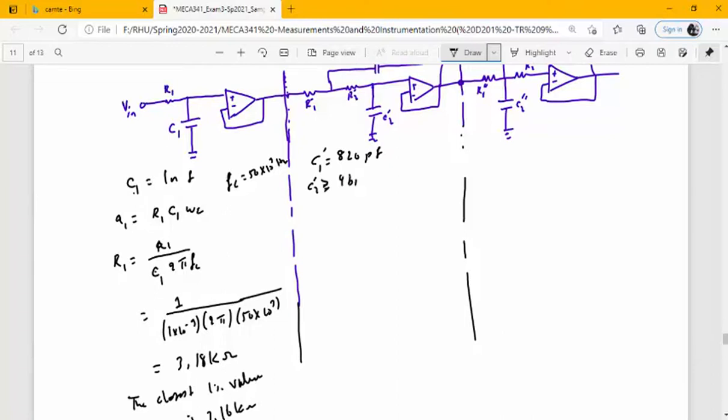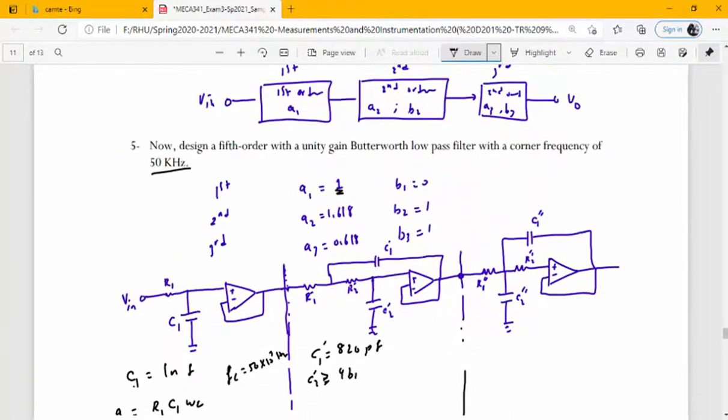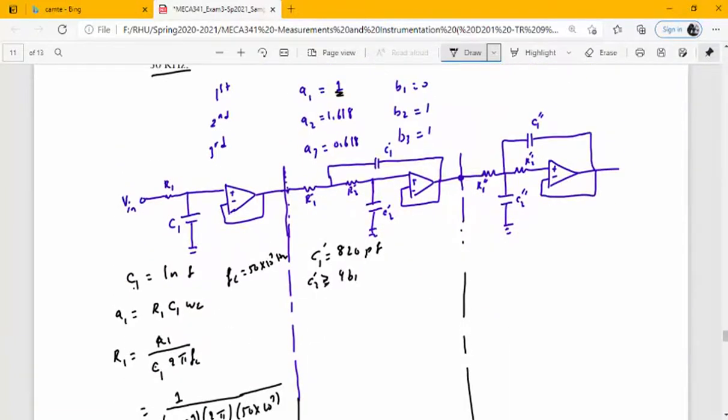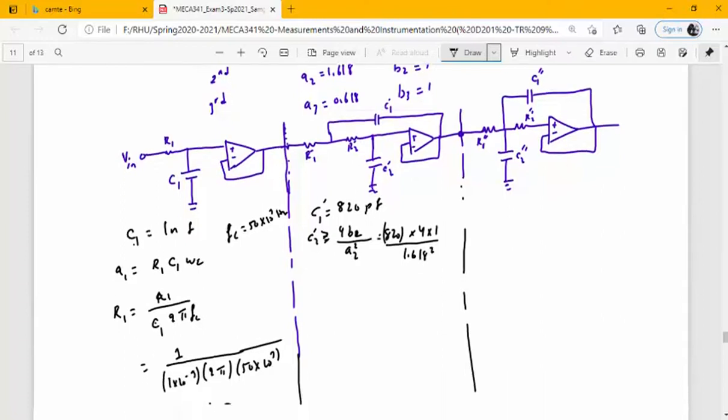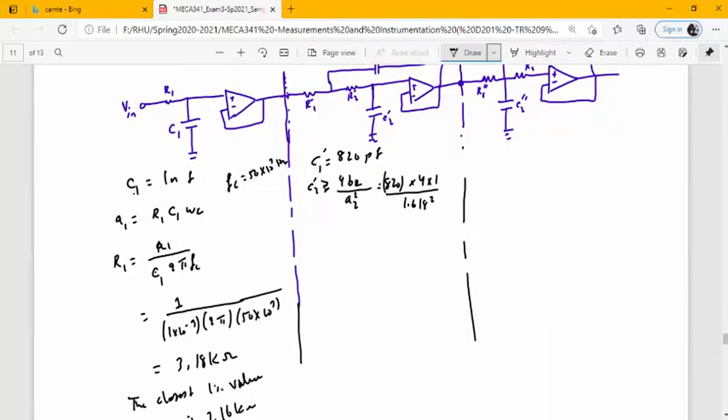We label the coefficients for the second filter P2, so I will be using P2, A2 squared. This is equal to 820, P2 over 1 over A2, 1.618 squared, and this is equal to 1.26 nanofarad.